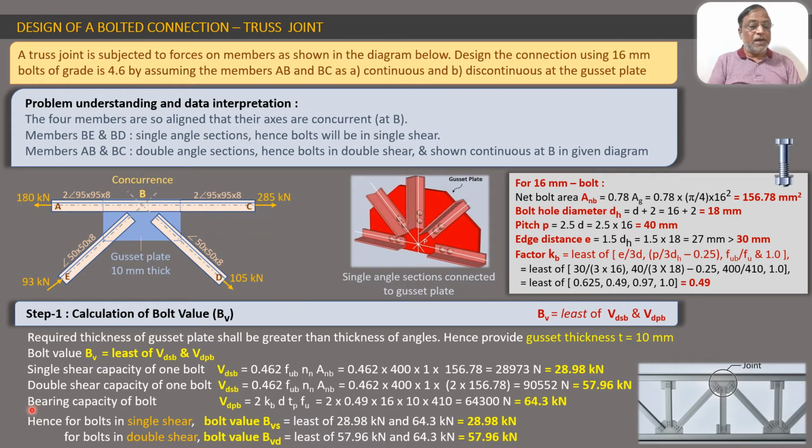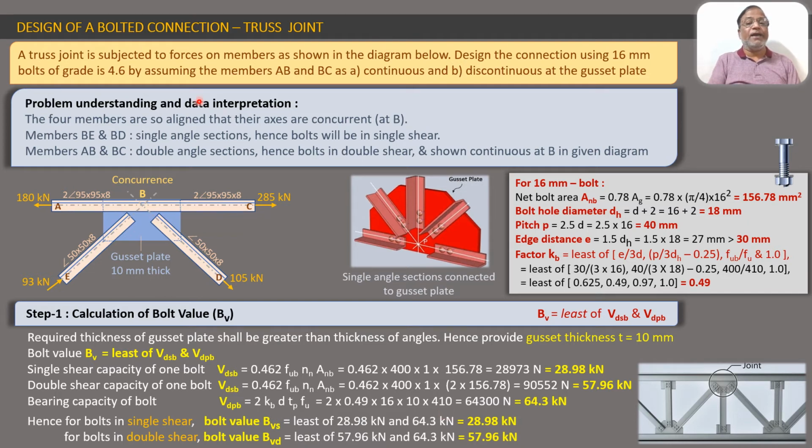Now the third thing is the bearing capacity of bolt. The formula for bearing capacity is Vdpb equal to 2.5 Kb d t fu. So as usual, we'll put all the values as they are. 2.5 into Kb. Kb we have calculated here as 0.49, that we will put. Then d is the diameter of bolt, that is 16 mm. Then we will have the thickness of plate. Now the thickness of plate is the thickness of the gusset plate that we have to put. So this is 10, and fu for the plate is 410.